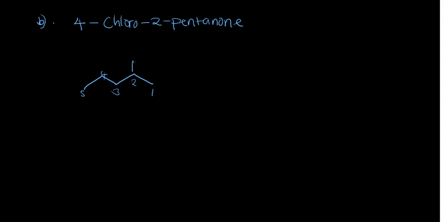Then on carbon number 4, 4-chloro, we put a chloro there, a chlorine. So this is a 4-chloro-2-pentanone. Right.